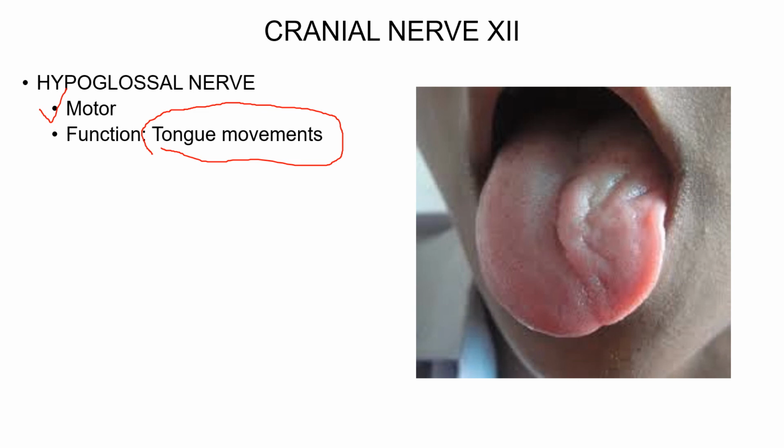Also helps you move your tongue during speech, and just sticking out your tongue. So you can see in this picture, this is a very severe case. What happened here was a hypoglossal nerve injury to one side of the body. So it was only on the left side. We're looking at the left here.